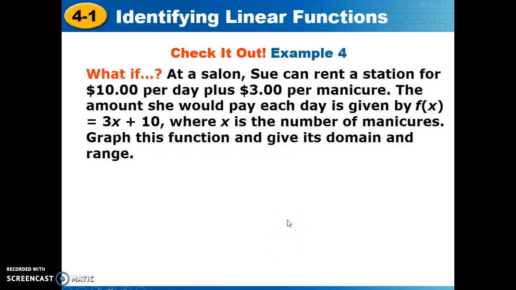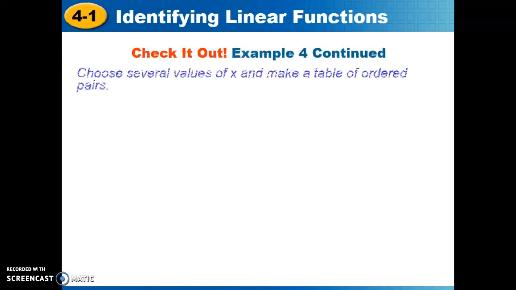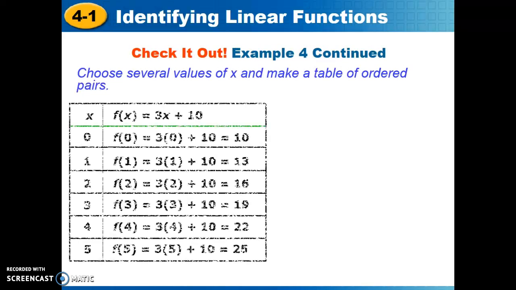Check it out, example 4. What if? At a salon, Sue can rent a station for $10 per day plus $3 per manicure. The amount she would pay each day is given by the function of x, 3 per manicure plus $10 every day. X is the number of manicures. Graph the function and give its domain and range. Choose several values of x.